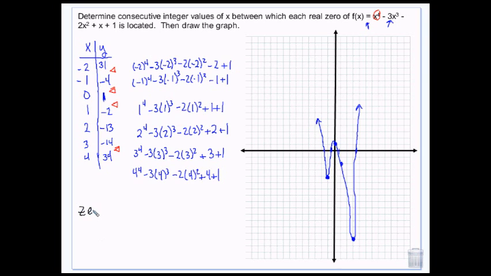And my zeros are somewhere between negative 2 and negative 1, so I'm going to say negative 1.5. They're between negative 1 and 0, so I'll say negative 0.5. And then between 0 and 1, so I'll say 0.5. And then between 3 and 4, so about 3.5.